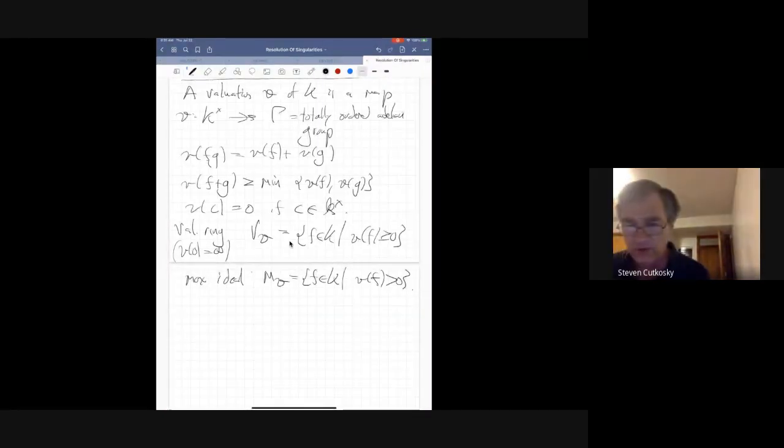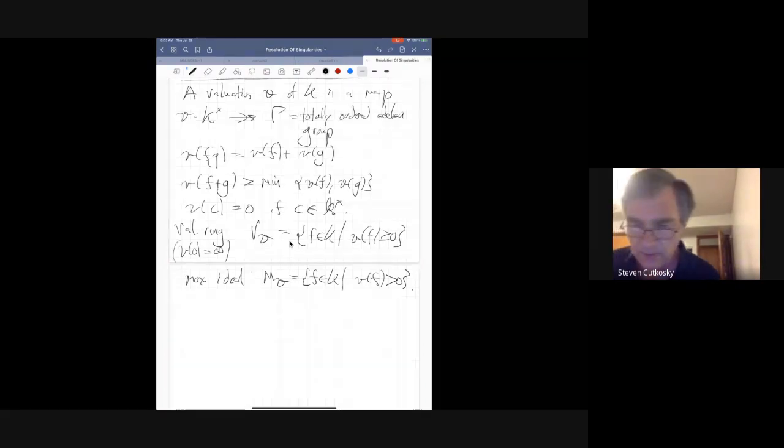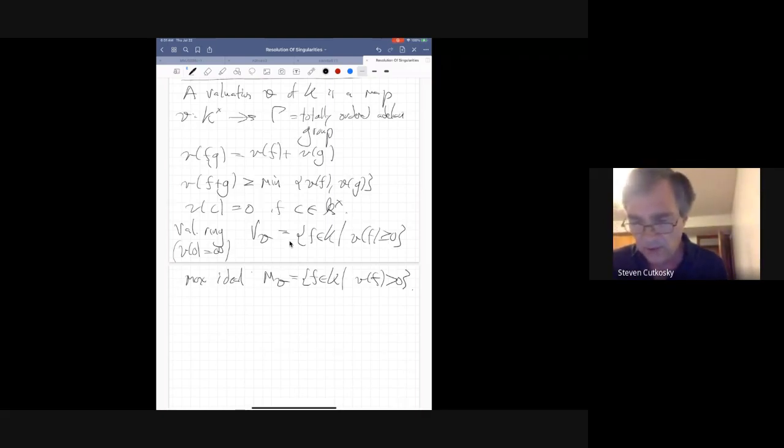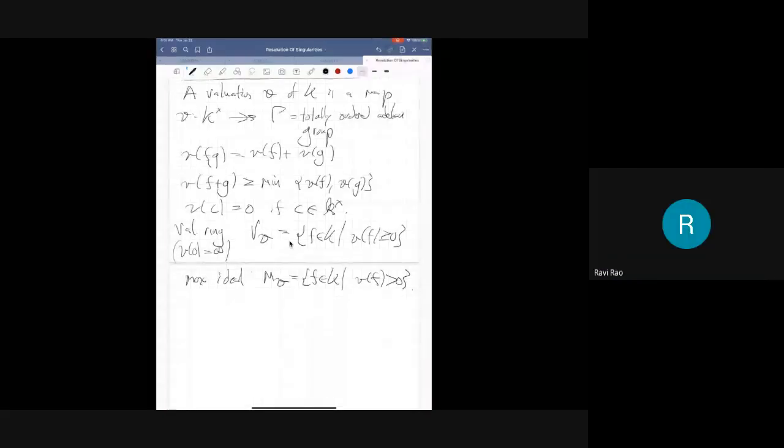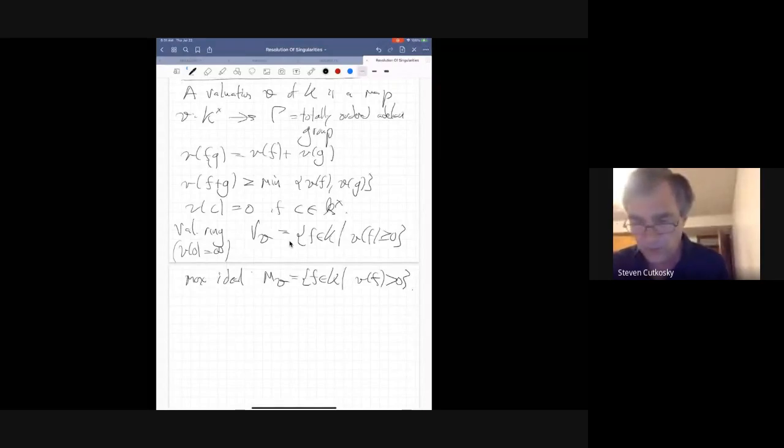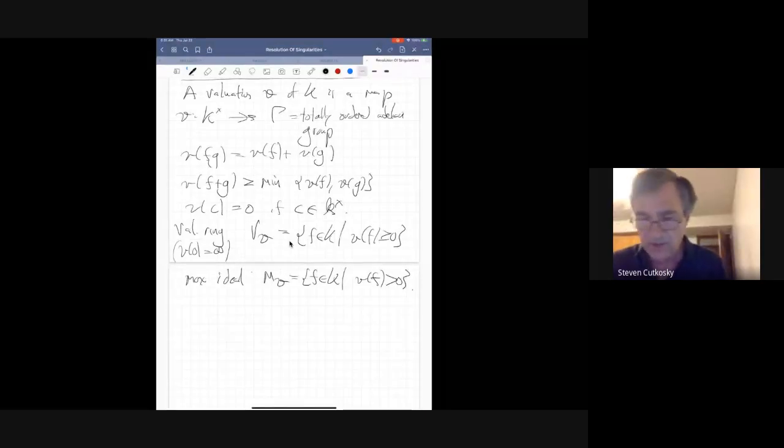So since we're using valuations, we can keep track of where we are by looking at the center of the valuation, the point which is dominated by the valuation. We blow something up to get a new variety, which hopefully is less singular, and then the valuation tells us a new point. Okay, so let's look at this theory here.